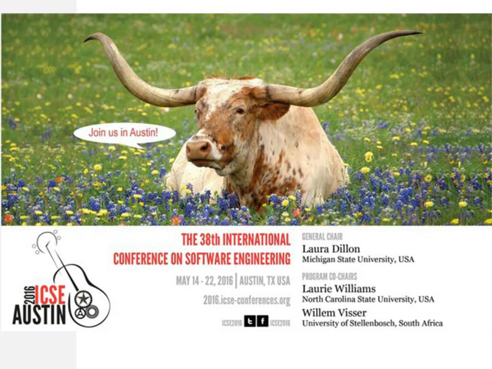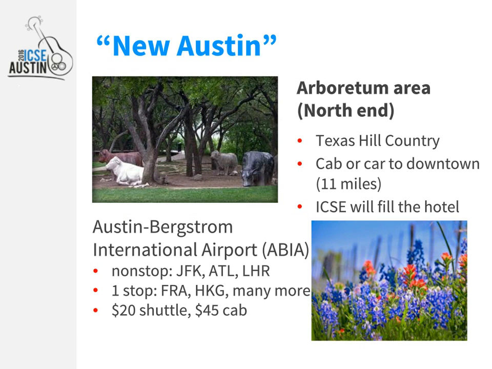The next big event in 2016 is ICSE. And Lori, as she mentioned in the introduction, is the general chair. Lori, do you have something to say? Well, ICSE in 2016 will be in Austin, Texas. We'll be in what's referred to as the New Austin area, the northern arboretum area of Austin, so not right downtown, but in the beautiful Texas Hill Country. We'll take over the Renaissance Austin Hotel.